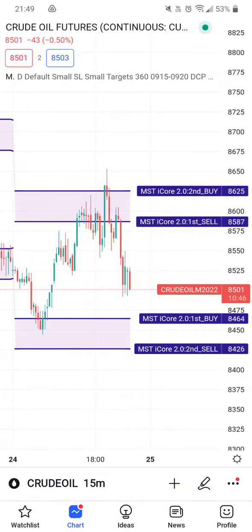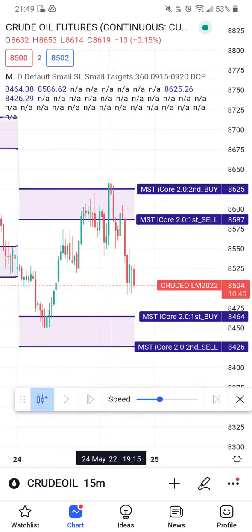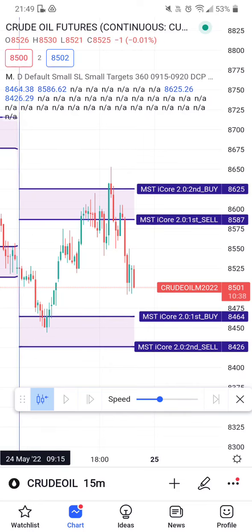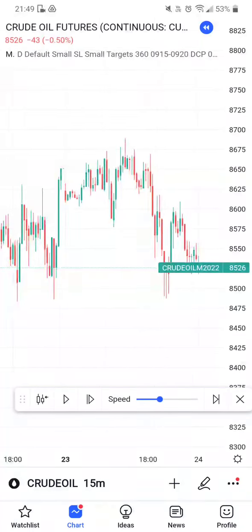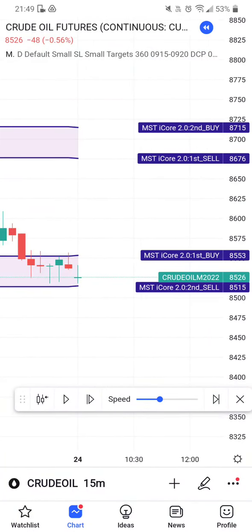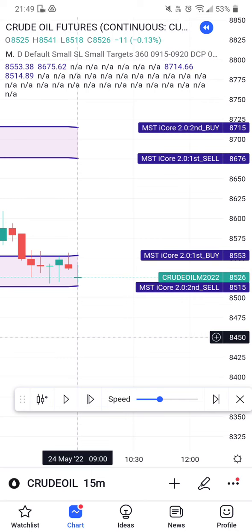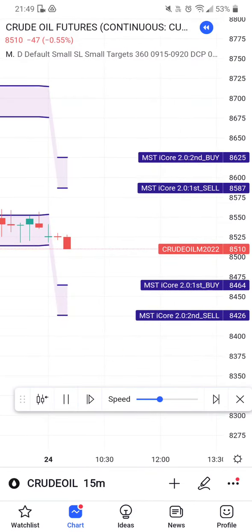What I am showing you is after the market is over, but I can replay the market. I am replaying the market as though the market has started just now. So these are the levels we are getting for yesterday. For today, the market has just opened, but we will not be trading immediately. We will be waiting for some time. See here, that's all. Now we are ready.